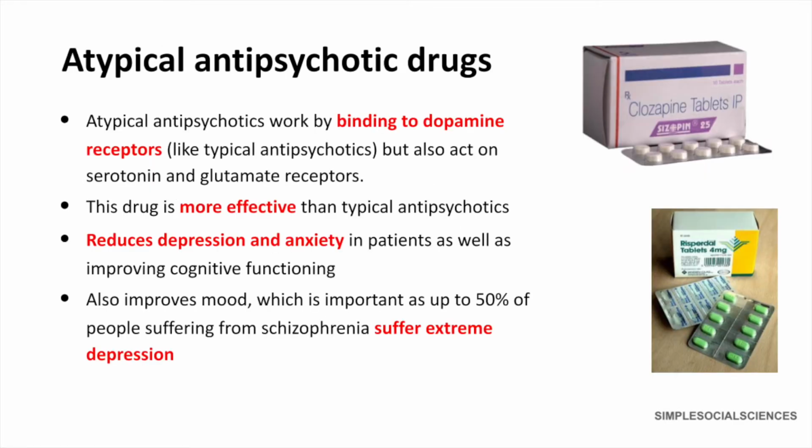Atypical antipsychotics work in a similar way as typical antipsychotics by binding to dopamine receptors. However, these drugs also act on serotonin and glutamate receptors. This drug is far more effective than typical antipsychotics. This is because it reduces depression and anxiety in patients, as well as improving cognitive functioning. Improving mood is an important factor, as up to 50% of those suffering from schizophrenia also suffer extreme depression. This could be what makes this drug more effective.